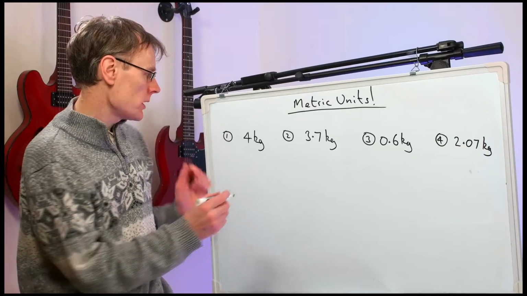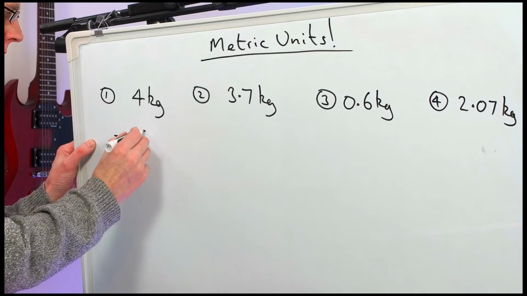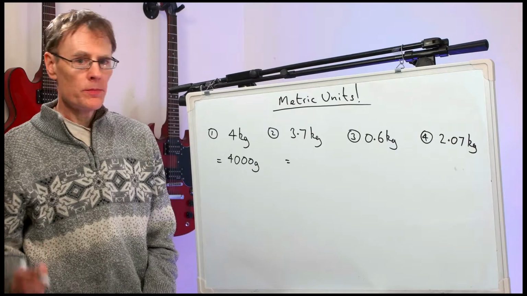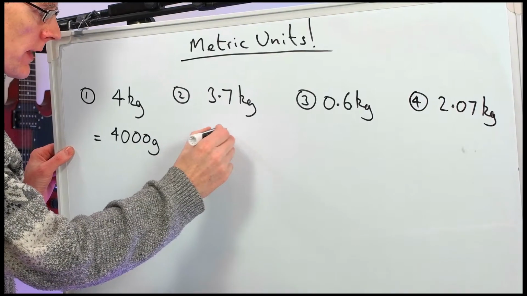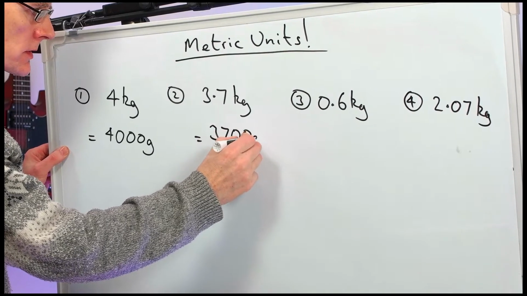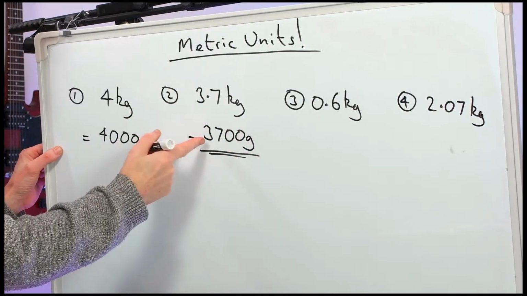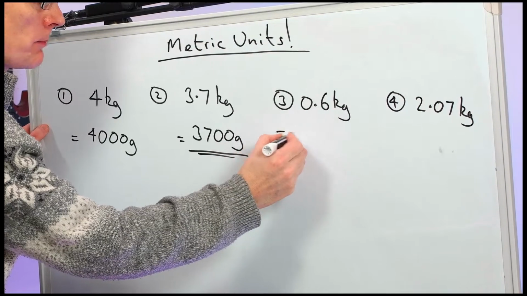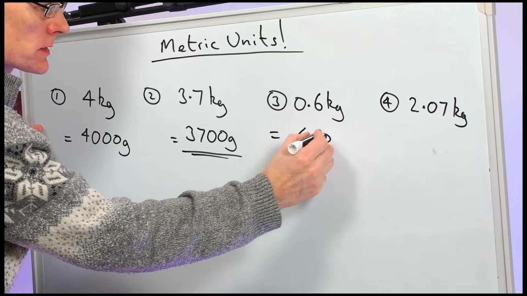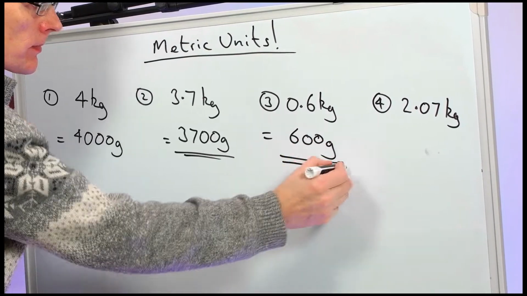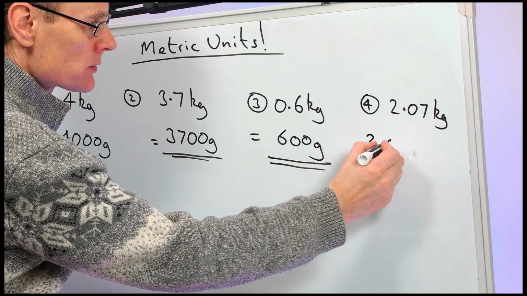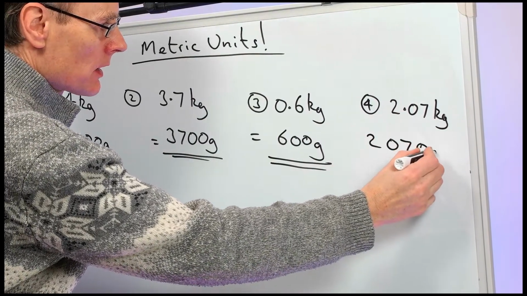Right, answers. Number 1, so that is 4,000 grams. Number 2, that is 3,700 grams. We've multiplied by 1,000. Number 3, that's a bit more than half a kilogram. That's 600 grams. And number 4, multiply that by 1,000, we get 2,070 grams.